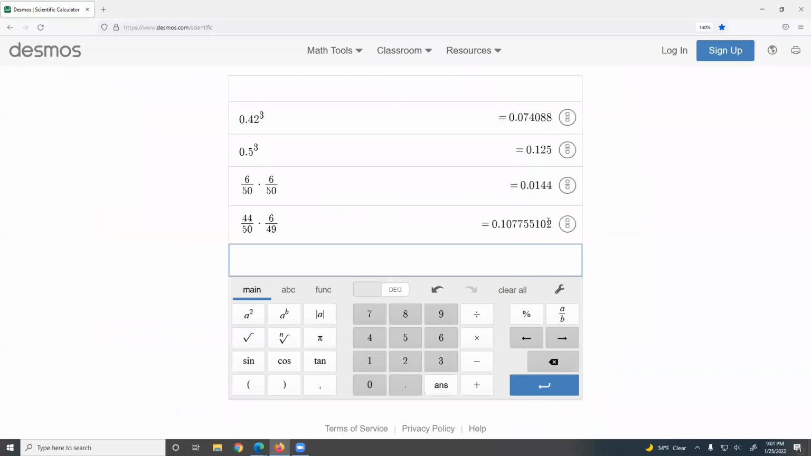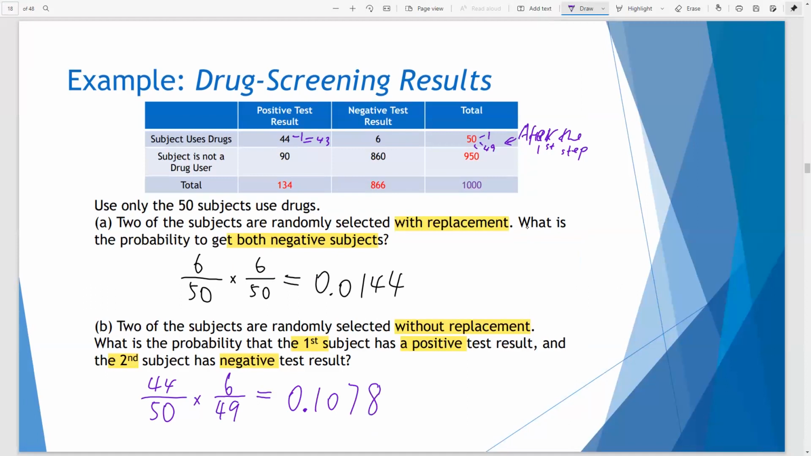All right, okay, so that's the drug screening test.